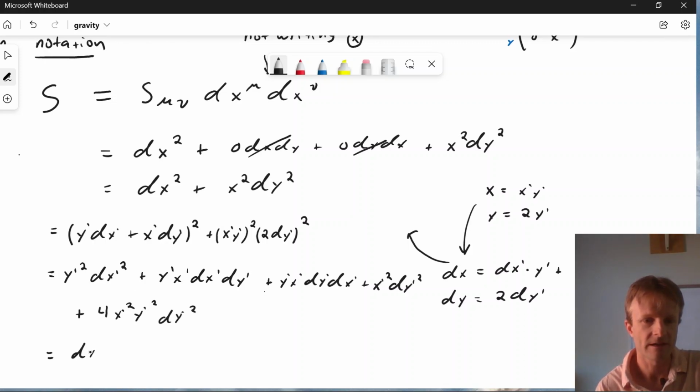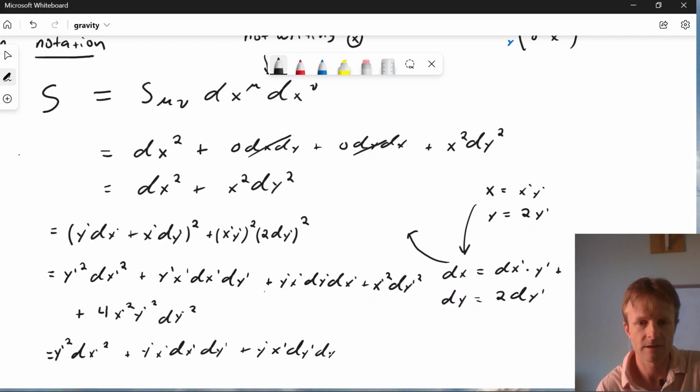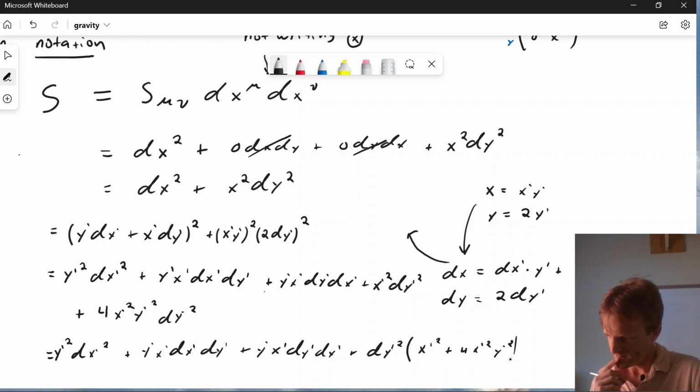Let's look at the dx prime squared terms. I see one here. I don't have any others, so it's just y prime squared. And then we have y prime x prime dy prime dx prime. I'm really just copying most of the first expression, plus, and it's just the last two terms that are the same. So let's write dy prime squared times x prime squared plus 4 x prime squared y prime squared. That is indeed what I got.